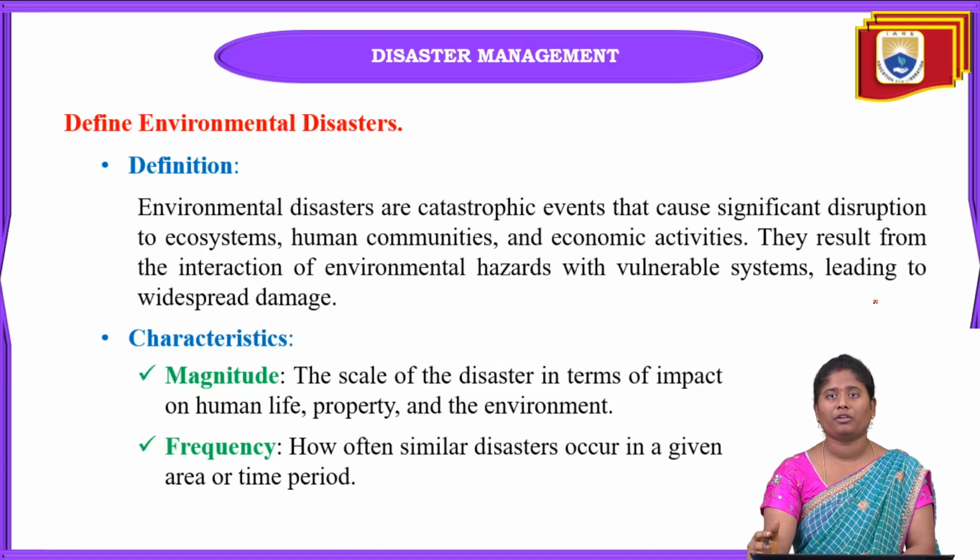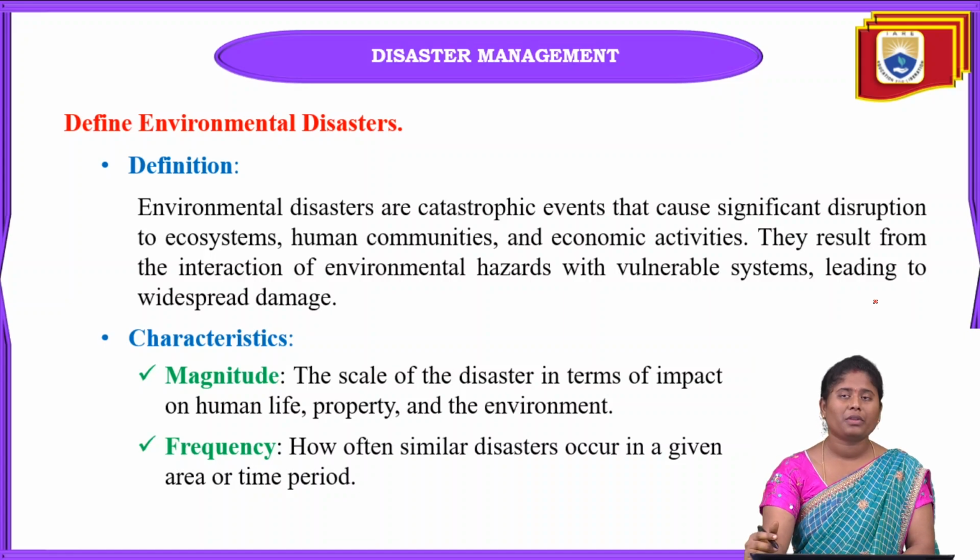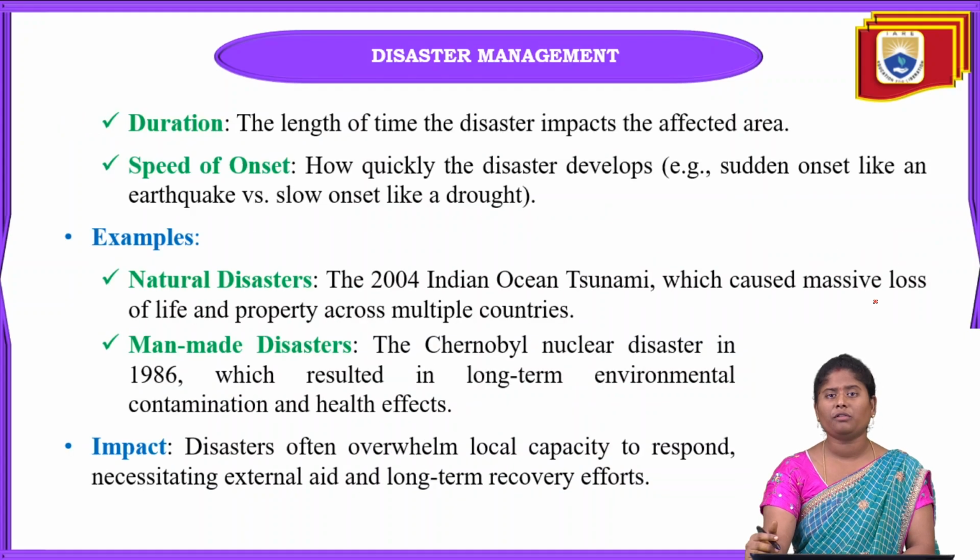In magnitude, the scale of the disaster will impact human life and property, and it will be hugely disastrous to the environment when natural hazards or man-induced hazards occur. Next is frequency. For natural disasters, we don't know when they are going to happen, but when these environmental disasters occur, they occur in a given time or period. Next one is duration.